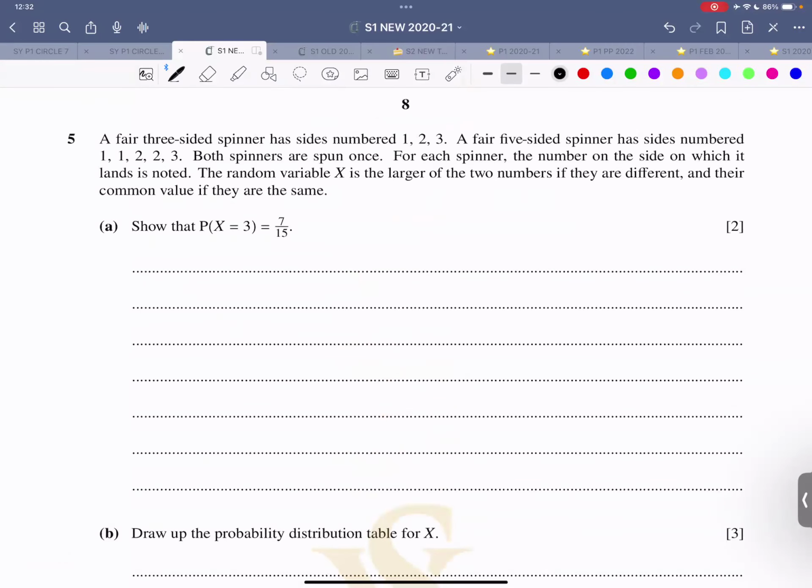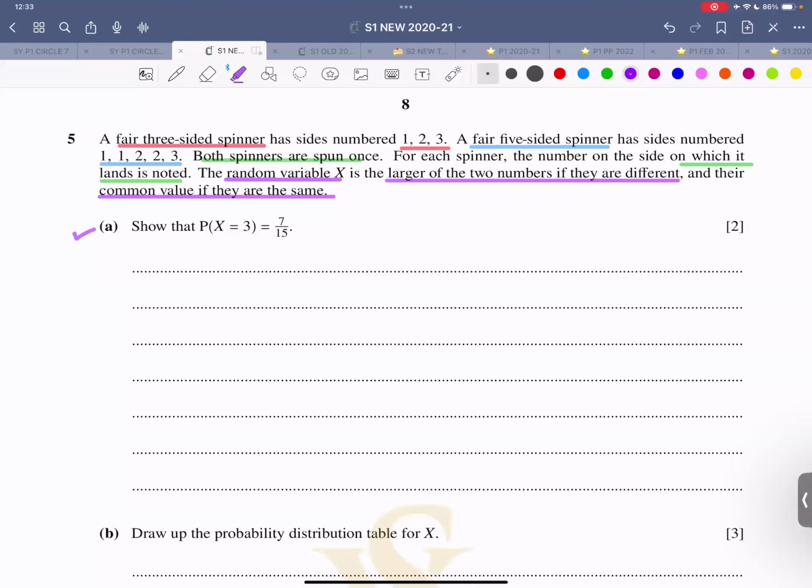What is it about? It is about a fair three-sided spinner. It has sides numbered 1, 2, 3. It's a fair three-sided spinner, so all the probabilities are equal. And then a fair five-sided spinner has sides labeled like this. Both spinners are spun once. For each spinner, the number on the side on which it lands is noted. The random variable X is the larger of the two numbers if they are different, and the common value if they are the same. That is common sense.